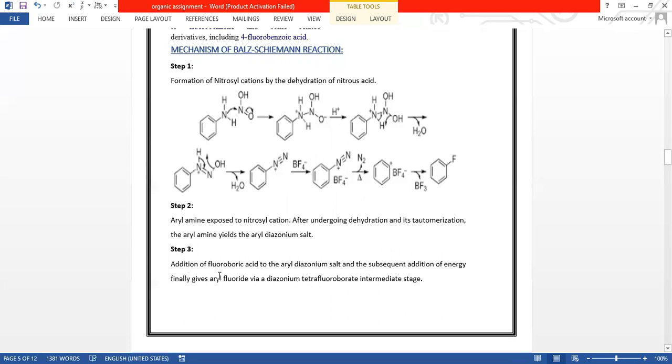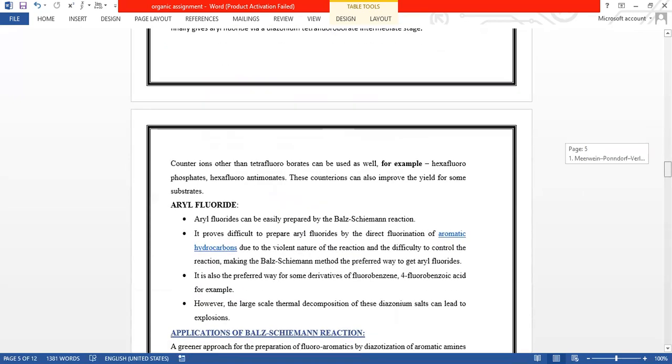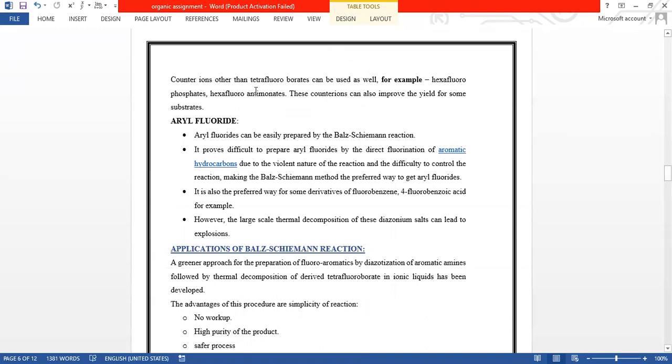In the third step, there is addition of fluoroboric acid to the aryl diazonium salt and subsequent addition of energy finally gives the aryl diazonium tetrafluoroborate intermediate. So we get the aryl fluoride, the product, from our aryl amine. Counter ions other than tetrafluoroborate can be used as well, for example hexafluorophosphate and hexafluoroantimonate. The counter ion can also improve the yield for some substrates.